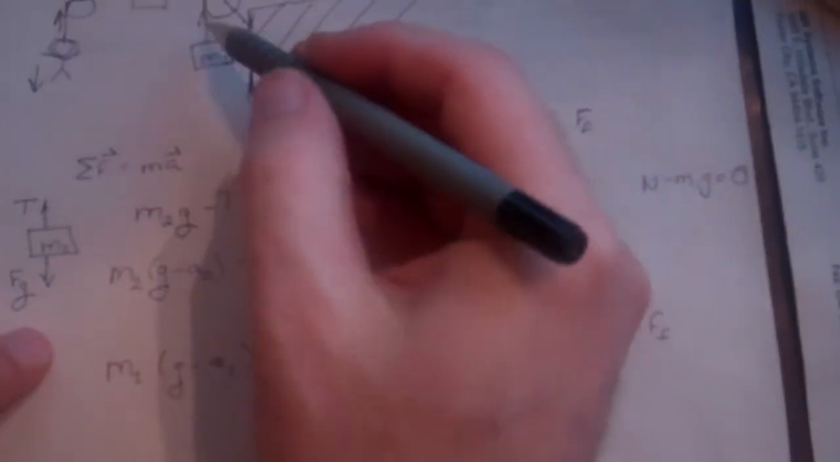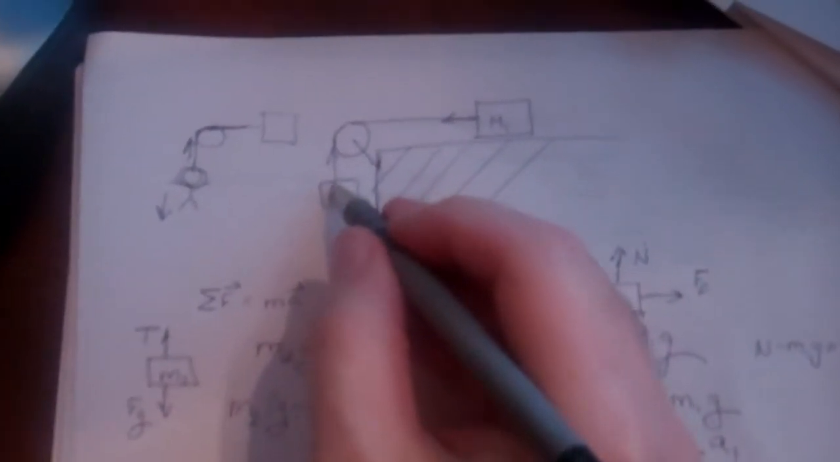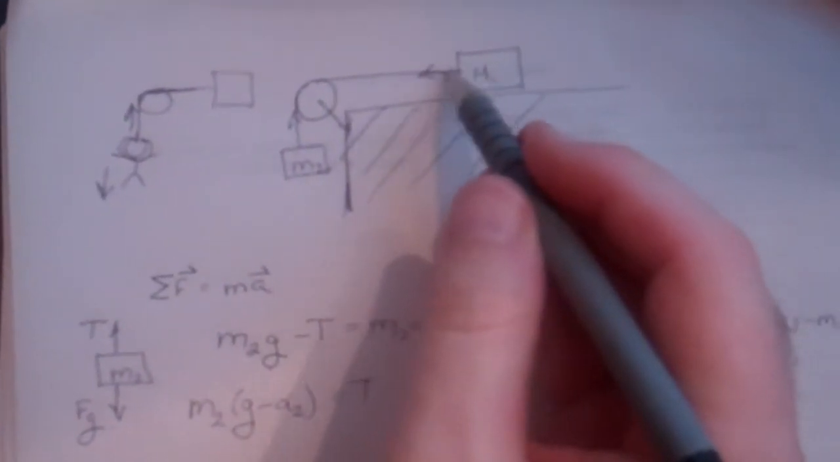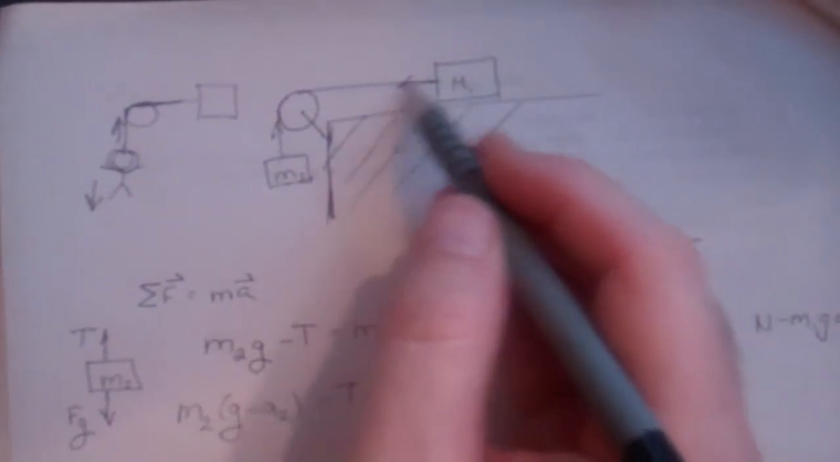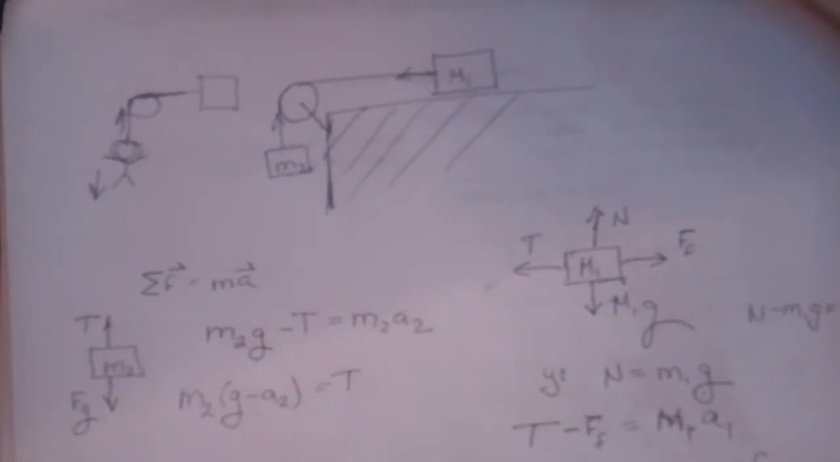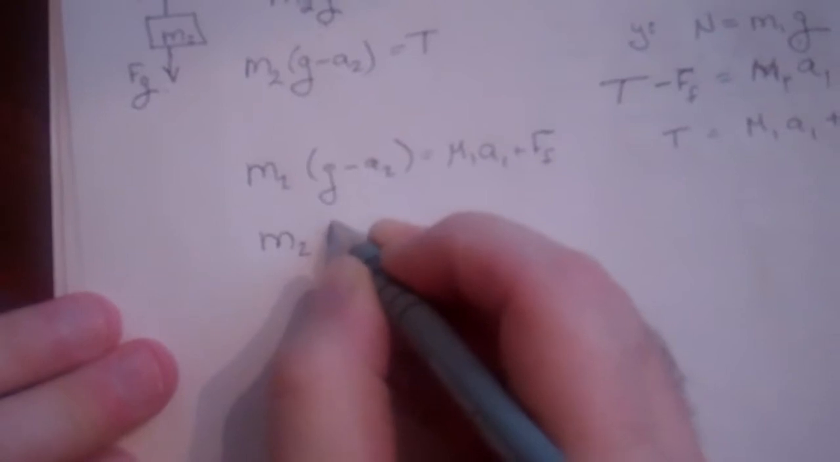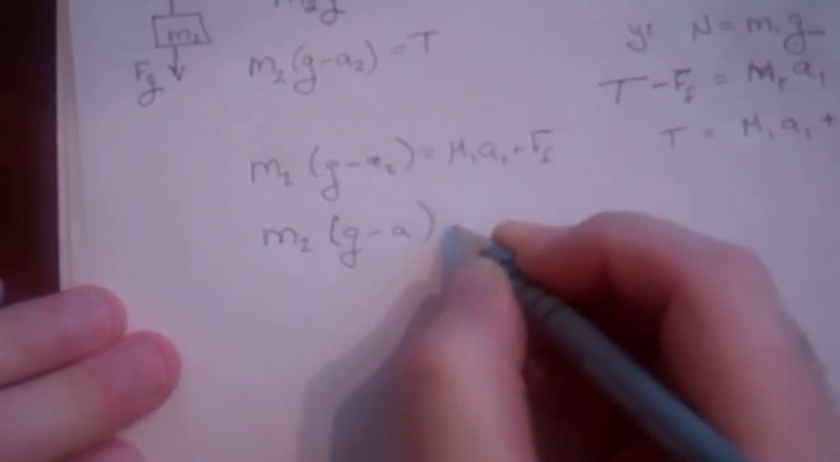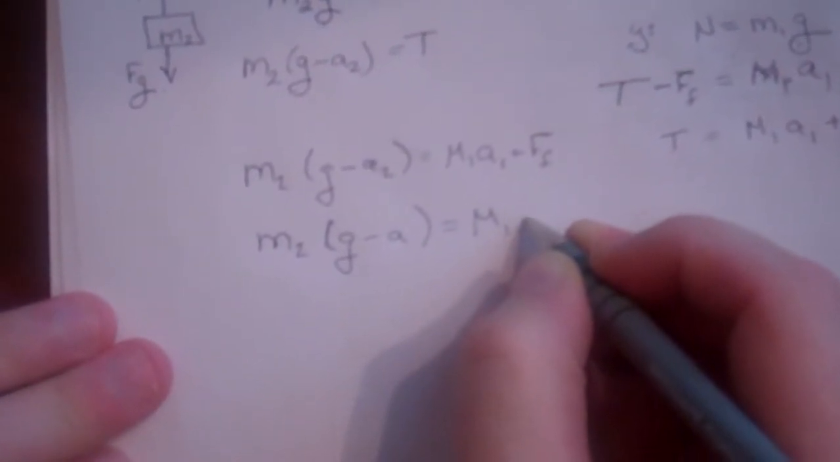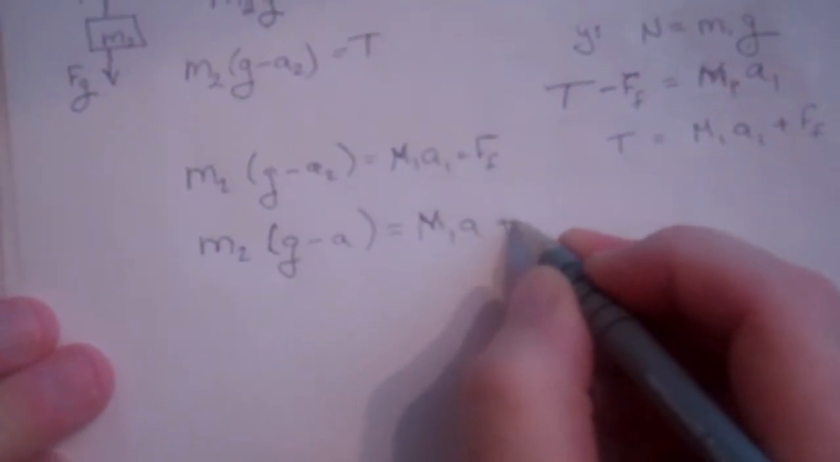Well, here's the thing: this rope that's holding these things together is not getting any longer or shorter. It's staying the same length. So the acceleration of this one going down, the magnitude of it has to be the same as the acceleration of this object going to the left. Okay, so we're just going to call that A instead. So let's just write this as M2 G minus A equals M1 A. That's an M, by the way. Make sure that's an M. Plus the frictional force.